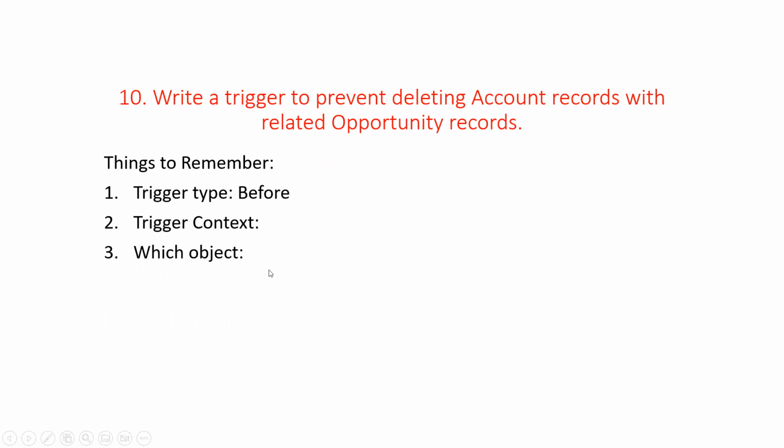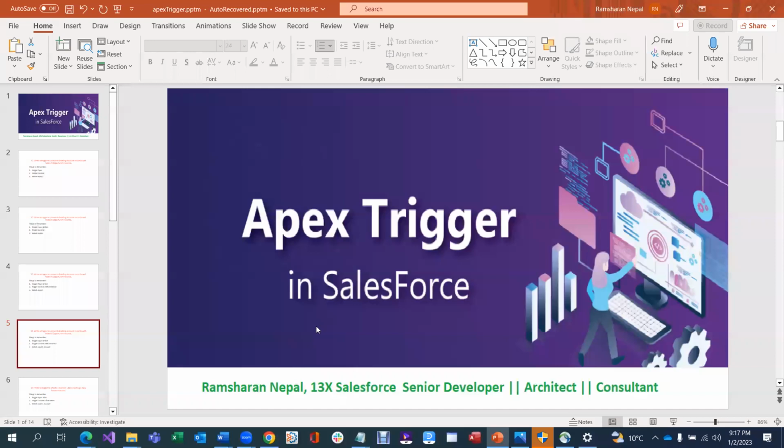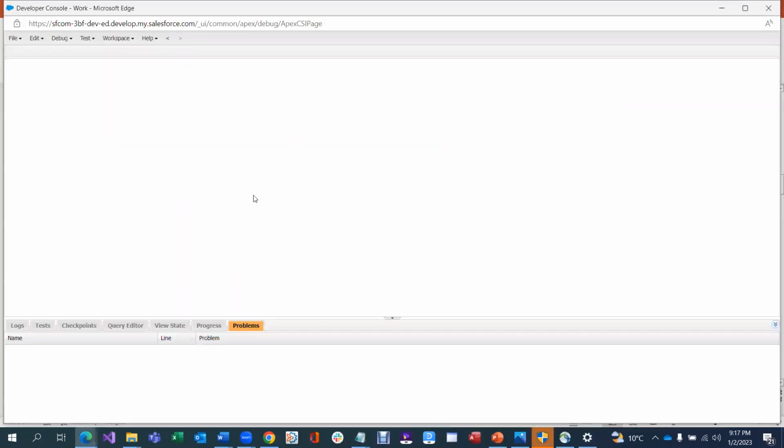This is a before trigger, since it should prevent the user from deleting the account record before removing it from the account object. So this is a before trigger, and the trigger context is before delete. Again, we're writing the trigger on the account object. These three are the very basic things we need to keep in mind before writing a trigger, and we need to apply these concepts in the trigger code. So without delaying, let's go to the developer edition org and start writing the trigger.